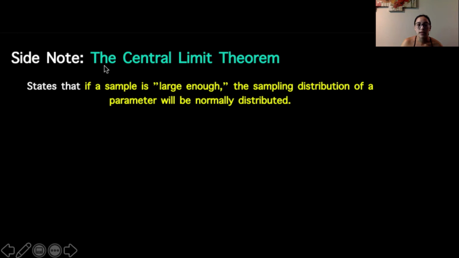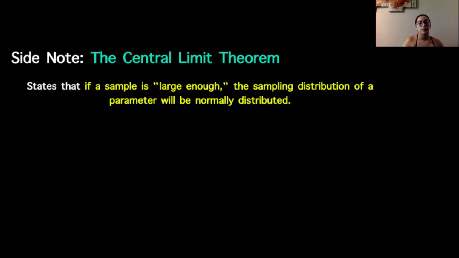As a side note, I wanted to talk about something called the central limit theorem. This states that if a sample is large enough, the sampling distribution of a parameter will be normally distributed. Remember that we reference parameter to population. So if our sample has enough people in it, or let's say we take a bunch of samples and plot all of those on a single distribution, the shape of those sample means plotted on that single distribution should be representative of our population.